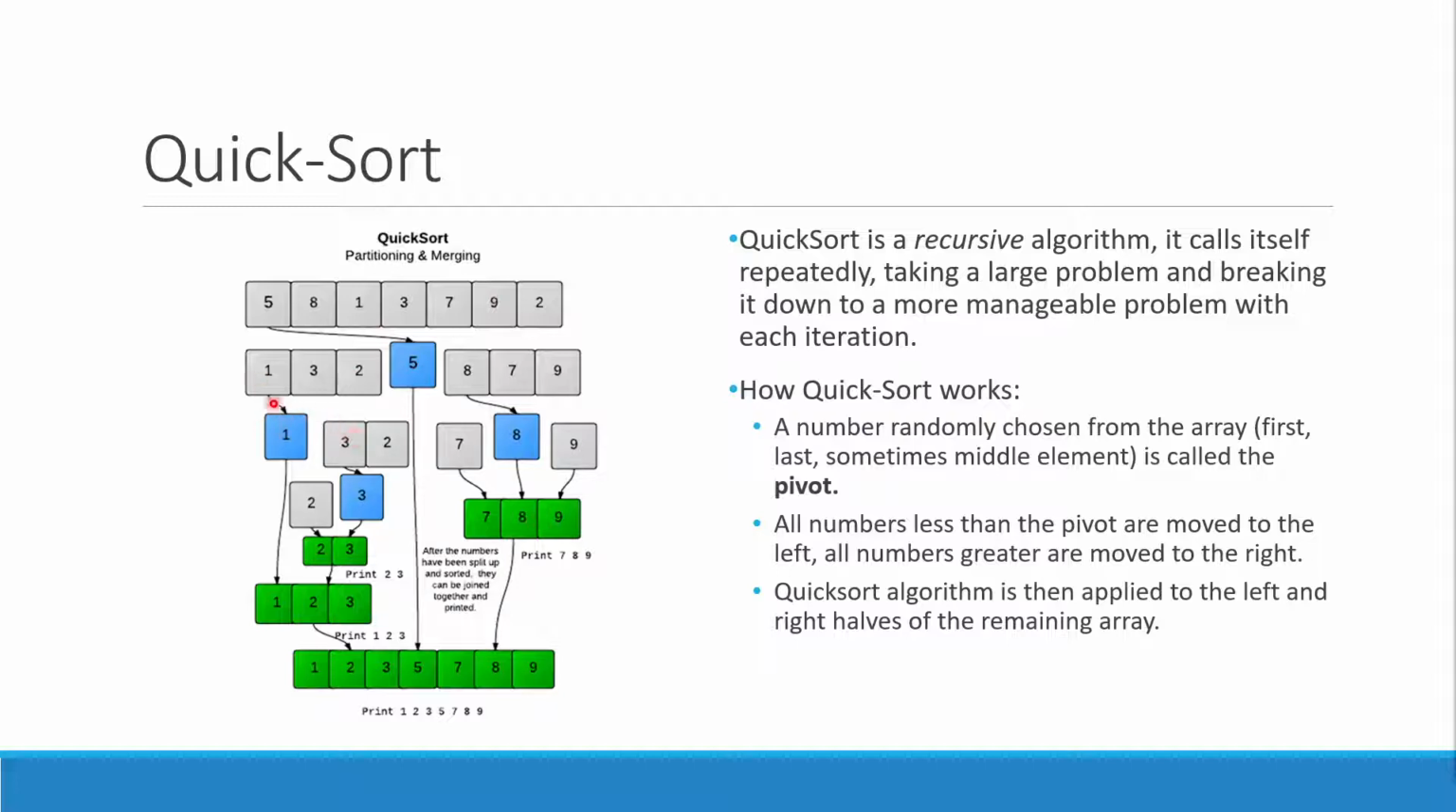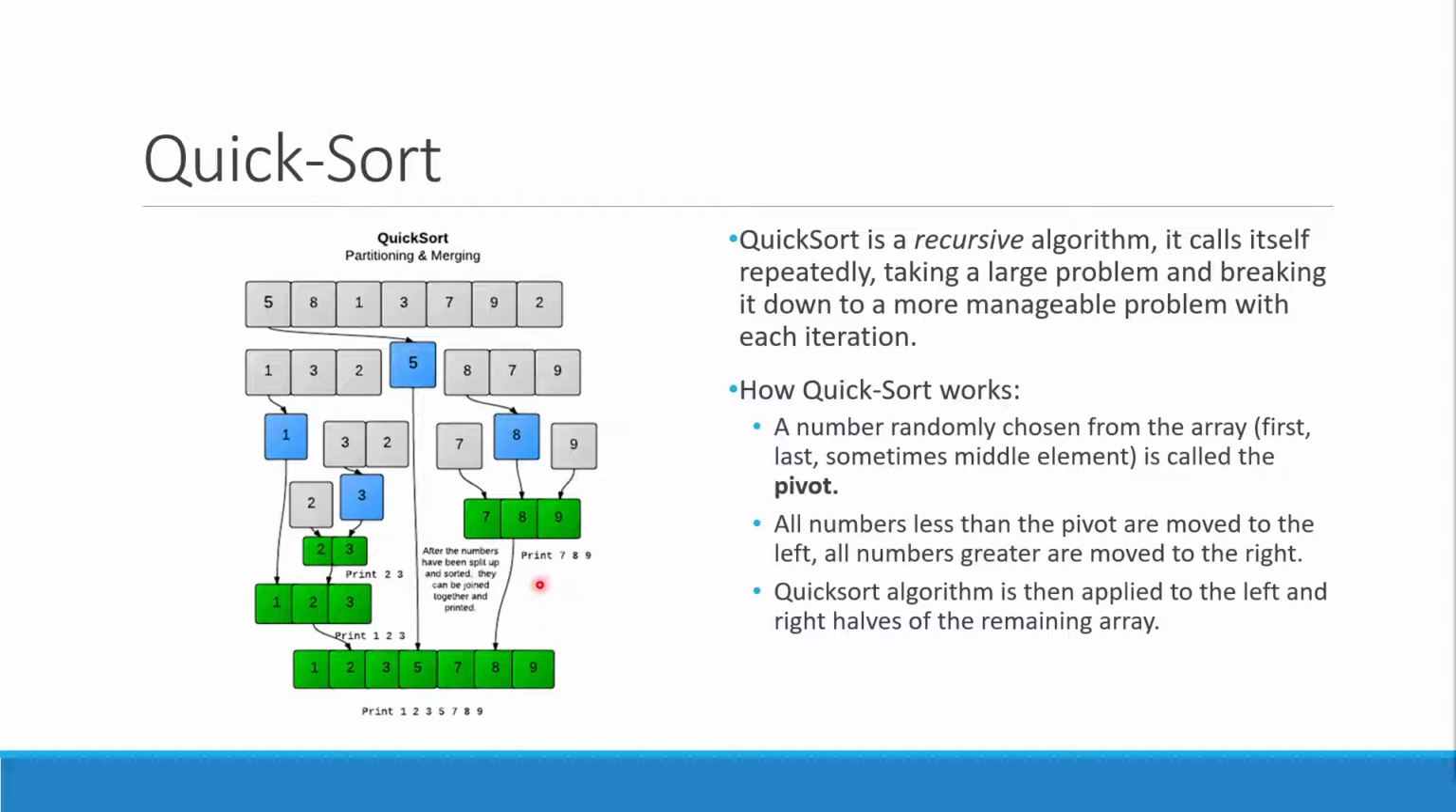So 1, 3, and 2 are all lower than 5, so they are moved to the left. See? And then the remaining elements, 8, 7, and 9, are moved to the right. Okay? So with this pivot here, the pivot is already in the correct location it needs to be.